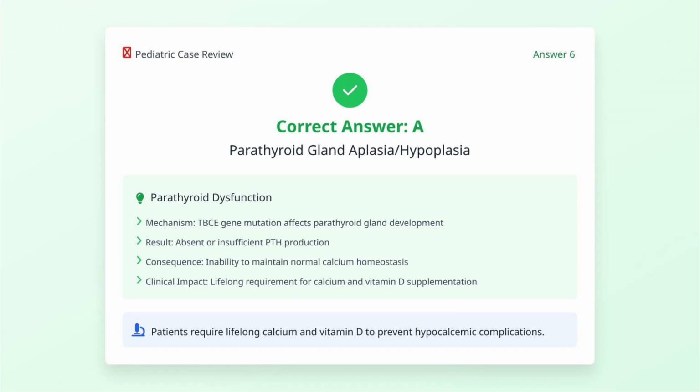The correct answer is A, parathyroid gland aplasia or hypoplasia. The TBC gene mutation affects parathyroid gland development, resulting in absent or insufficient parathyroid hormone production. This causes inability to maintain normal calcium homeostasis. Patients require lifelong calcium and vitamin D supplementation to prevent hypocalcemic complications.